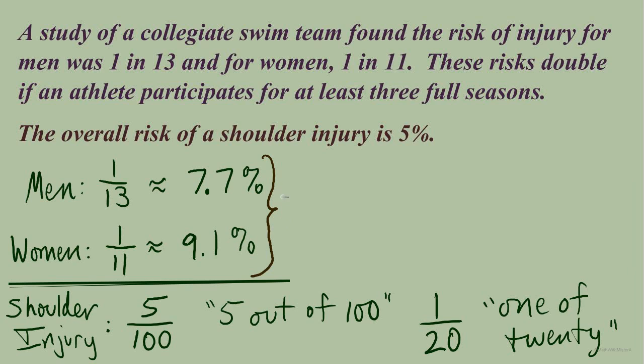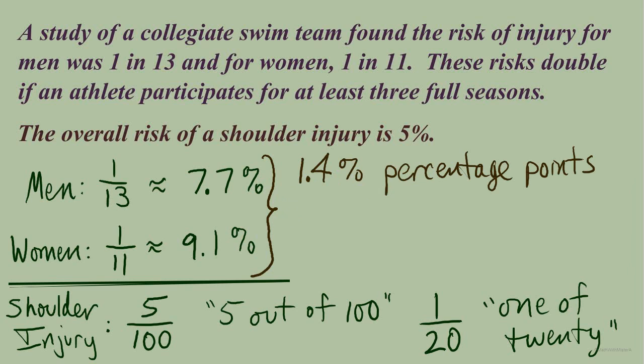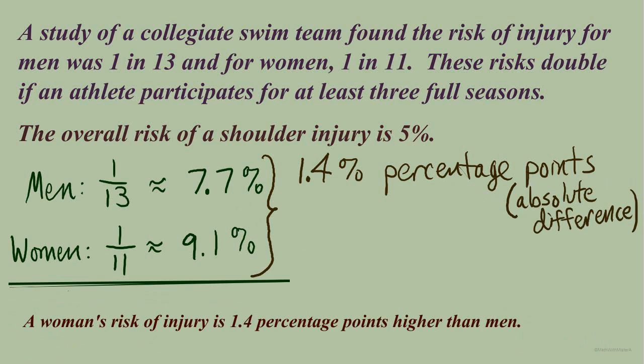If we were to calculate the difference, subtract 9.1% minus 7.7%, and see a difference of 1.4%, that difference should be called percentage points. When we talk about a percent change, it means a relative change, that we compare an amount to some original amount with a fraction. A difference is just an absolute change, and so we would want to use percentage points, which means this was the absolute change, or the absolute difference. So an appropriate sentence could be, a woman's risk of injury is 1.4 percentage points higher than men.